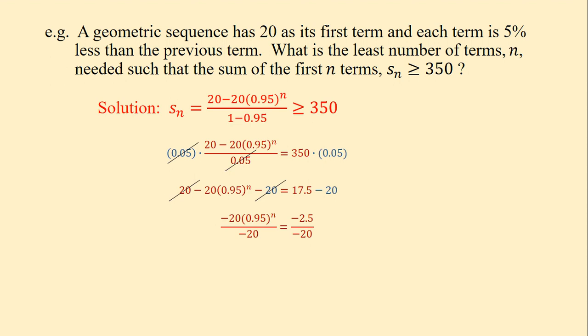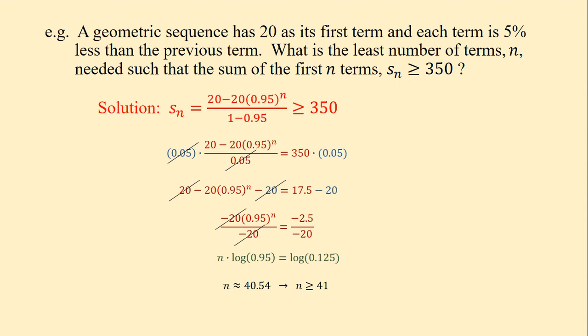And now I'm dividing each side by negative 20 to cancel out the negative 20 on the left-hand side, leaving me with 0.95 to the n equals 0.125. Because I don't know the exponent, here's where I'm going to log each side and use the power rule in order to bring the exponent n out in front of the log. So I now have the equation n log 0.95 equals log of 0.125. When I divide off the log of 0.95, I get n to be 40.54.